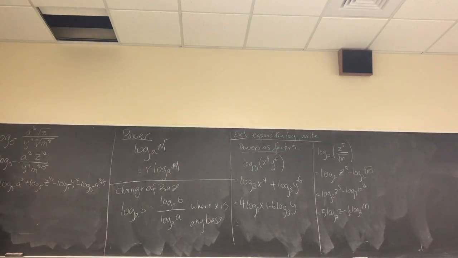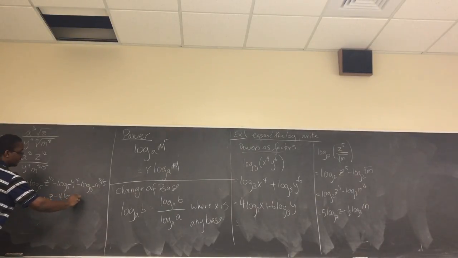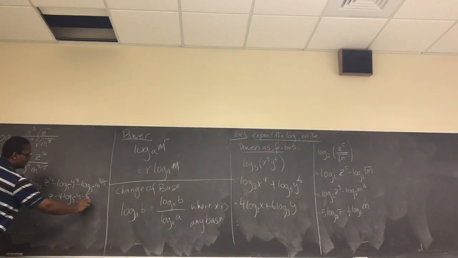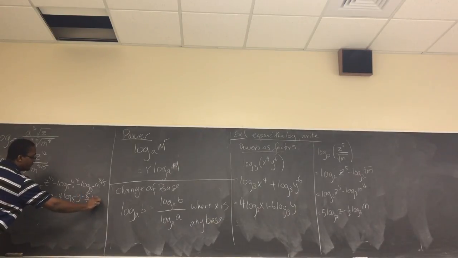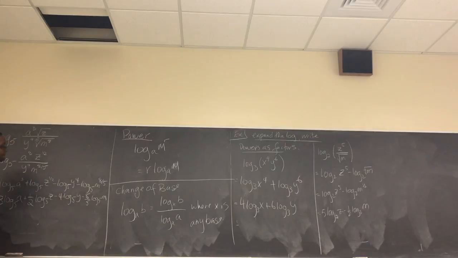And like Mr. Bishop was saying, the exponents come out front. 3 times log base 5 of a. Again, they're all going to be log base 5, correct? Log base 5 of z minus 4 times log base 5 of y minus 8/5 log base 5 of m. Questions?